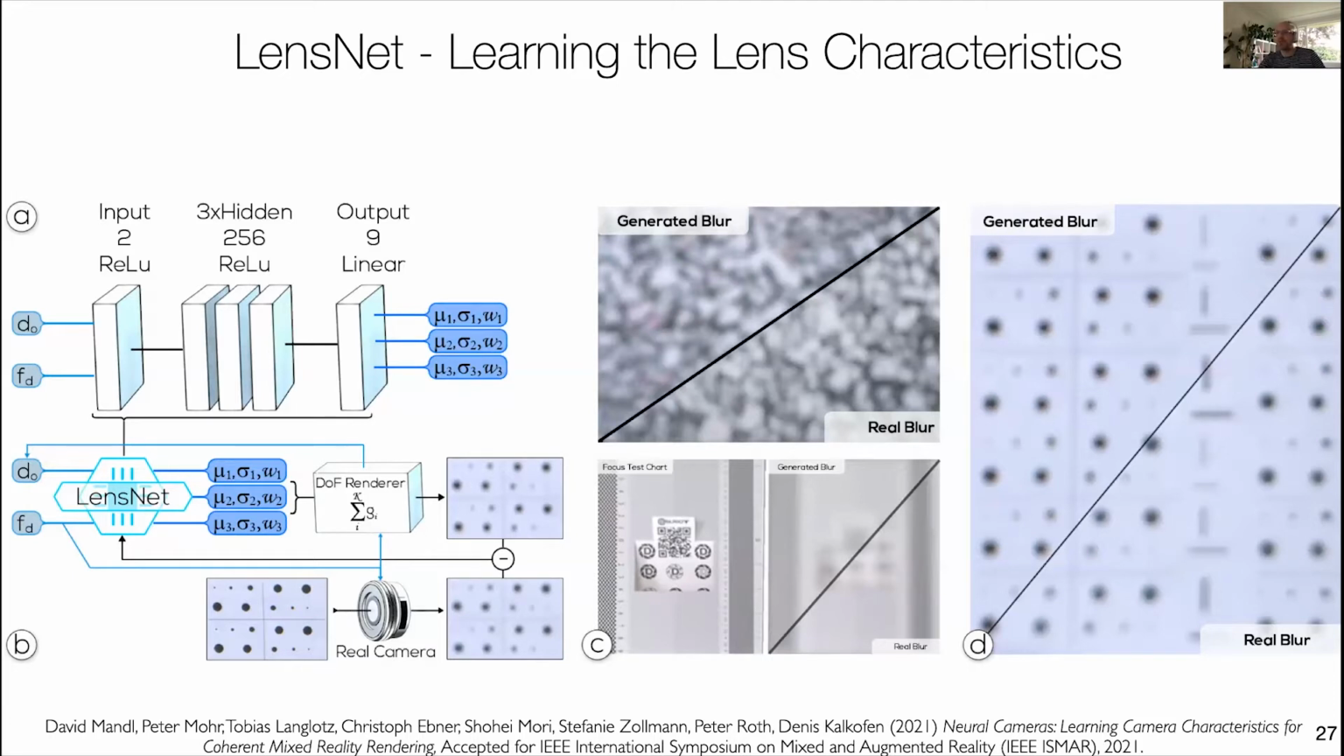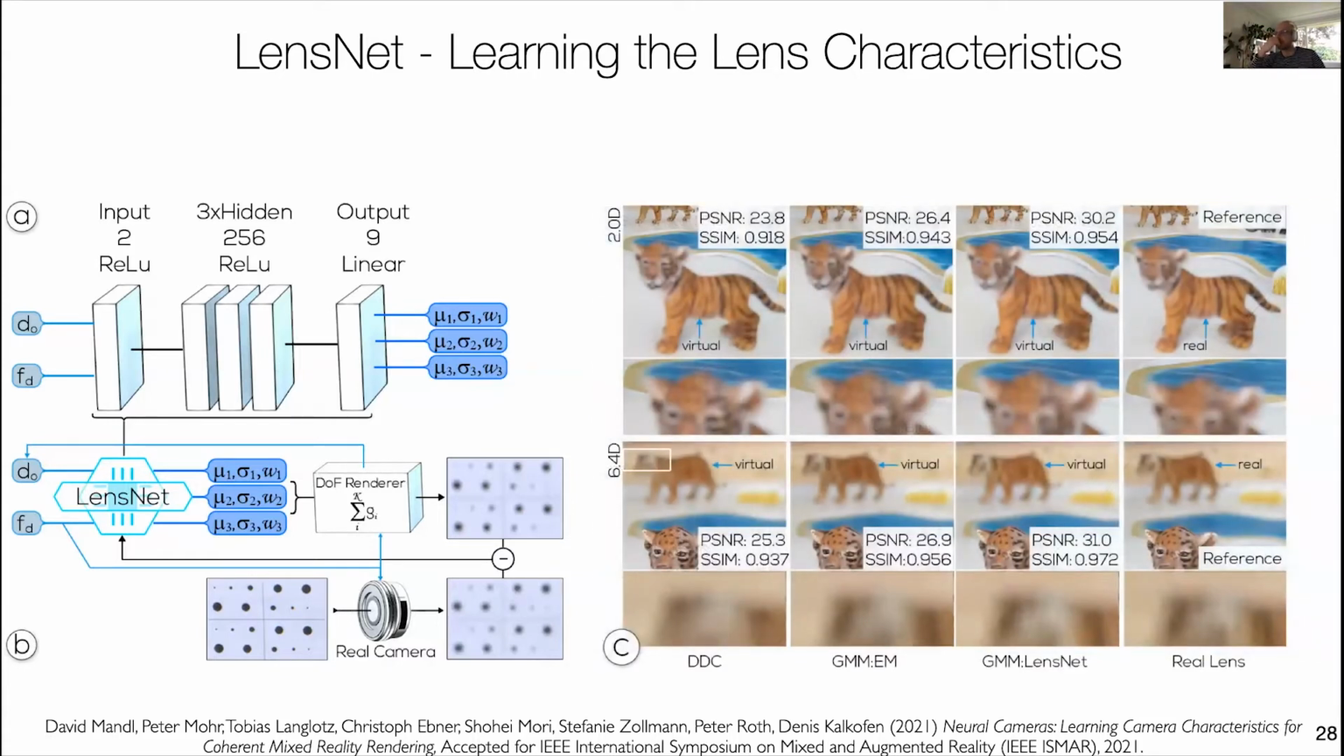So at that point we learned the blur of that lens by approximating, or by learning actually the parameters of the Gaussian blur function. But this is only the first step. Okay, we analyzed that. Actually, here are a couple more results. We compared it with different blur functions to find out which one was the best, also in comparison to the real lens.